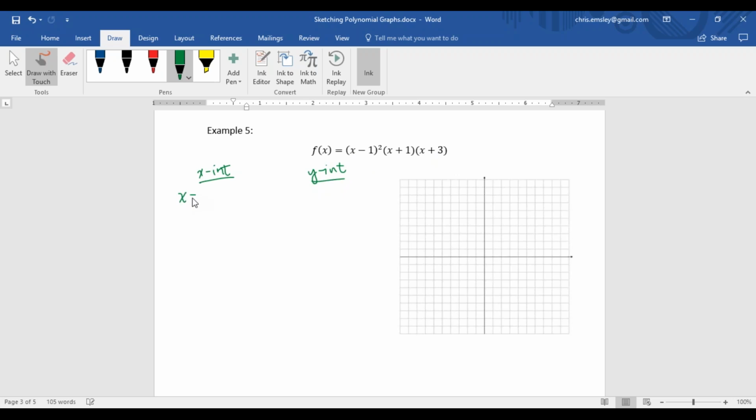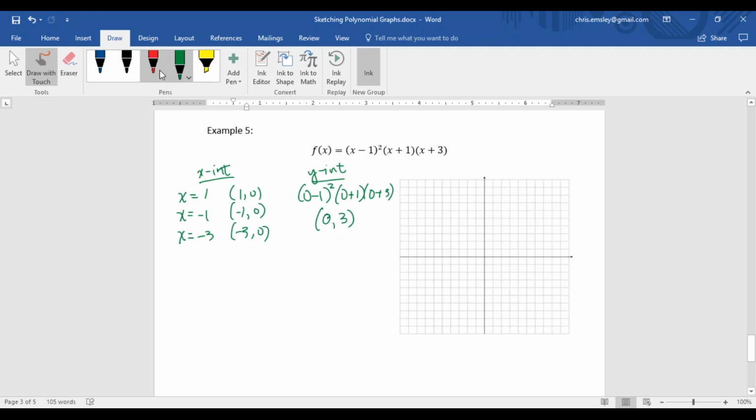I'm going to get an x-intercept at x equals 1. I'm going to get an x-intercept at x equals negative 1. I'm going to get an x-intercept at x equals negative 3. And for my y-intercept, I put 0 in for x. And when I multiply all this out, it turns out that the y-intercept is 3.